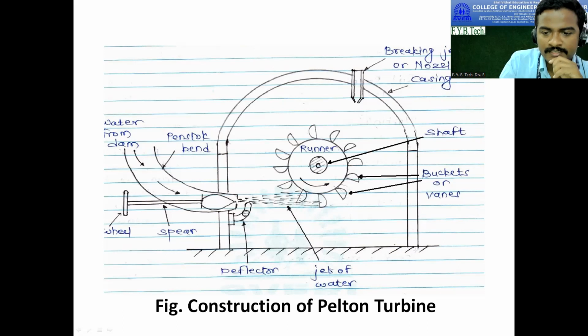So draw one horizontal line, that is a baseline, the floor. Then by faint line, just draw two vertical lines.